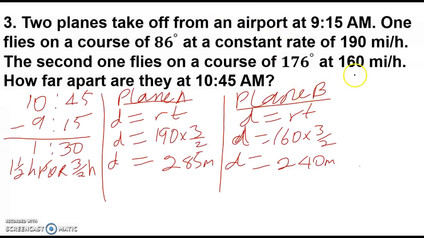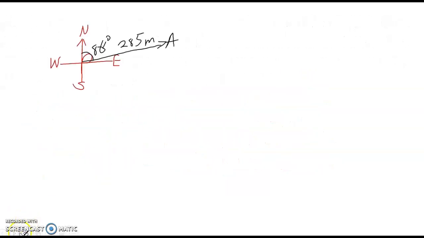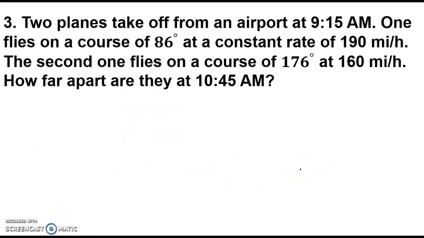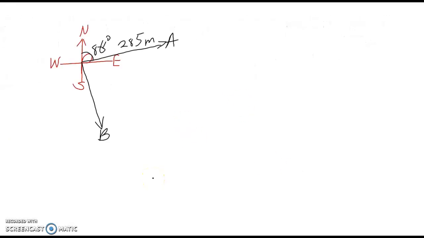Okay, and then the second one has a bearing of 176. 176 is almost 180, just 4 less than 180. So it's going to be about here. So this is plane B, and the distance it traveled is 240 miles here.